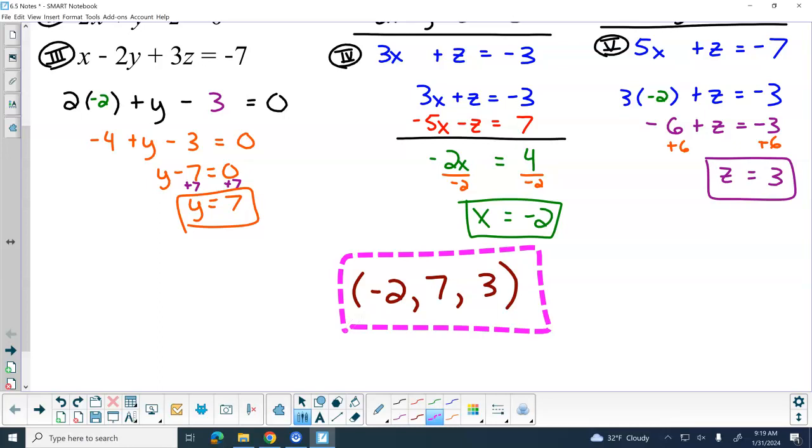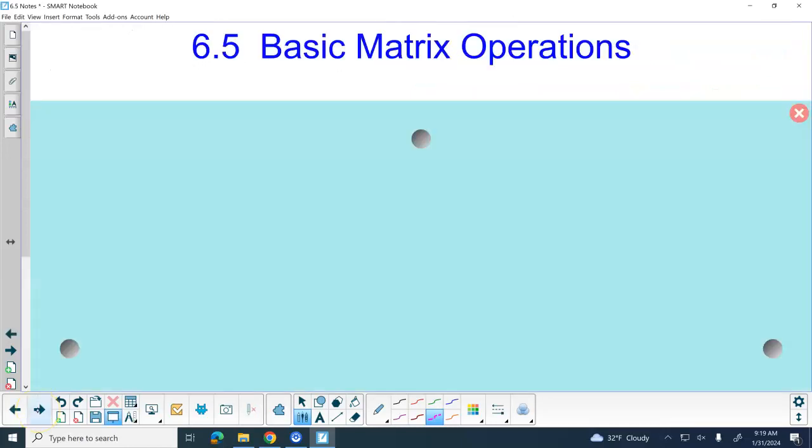Well, today we're going to totally shift gears. Okay? We are going to go away from solving systems of equations for today and tomorrow in order to come up with a fourth method of solving systems of equations. And that is going to be using things called matrices. So today we're going to learn some basic matrix operations. Then tomorrow we'll learn all about multiplying two matrices together.